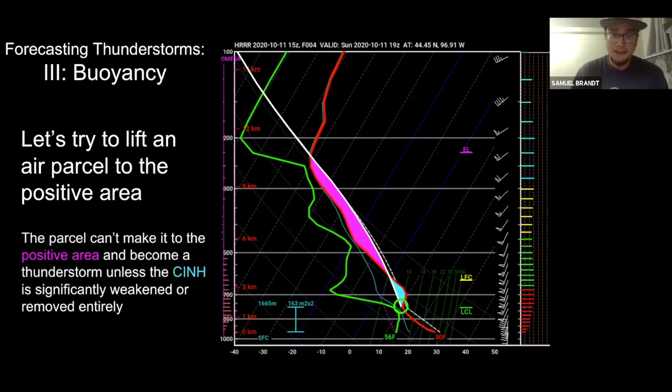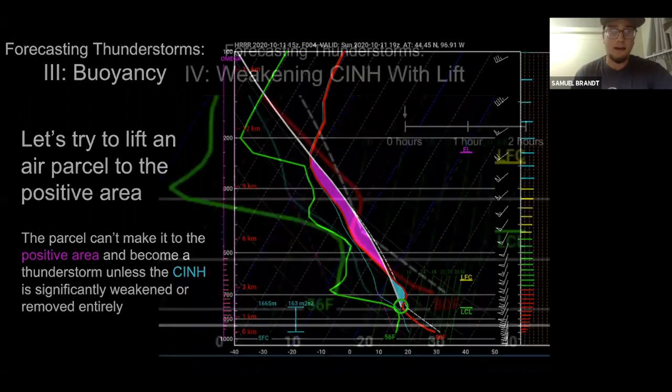Here's the problem. It can't make it to the positive area because it has to go through this area of negative buoyancy that's accelerating it downward. So it just tries to go through and then it comes right back down. So as you can imagine, we want to get rid of this area of CIN if you want to make a thunderstorm. So it has to be significantly weakened or removed entirely. So now we're going to talk about how we might go about doing something like that.